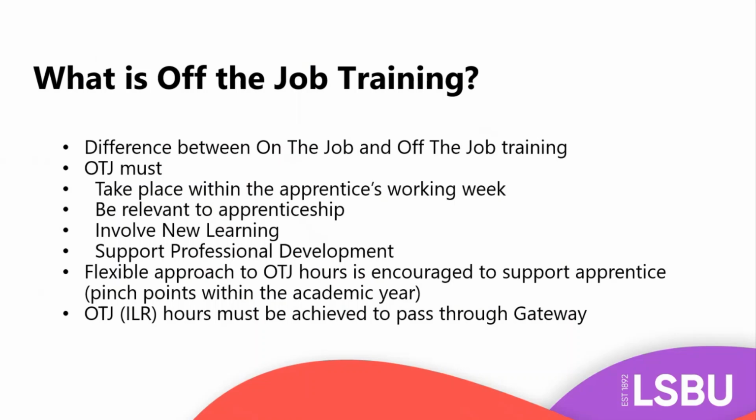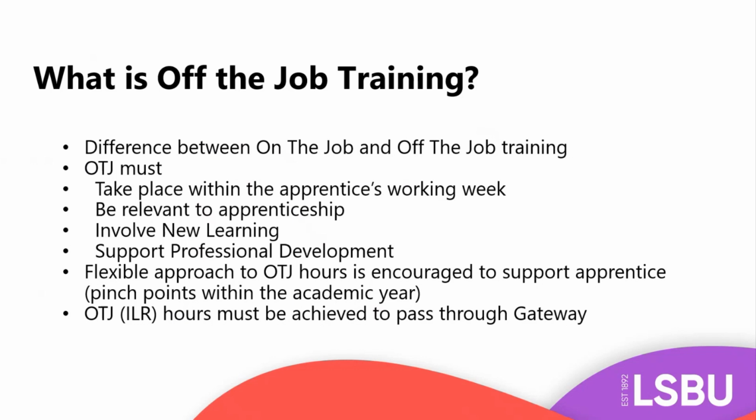Off-the-job training is when an apprentice steps away from their role to complete a scheduled training activity, as opposed to on-the-job training, which is where an apprentice is shown how to do something while they perform that task. Some key highlights of off-the-job training are that it must take place within the apprentice's working week.